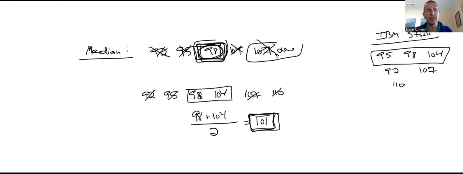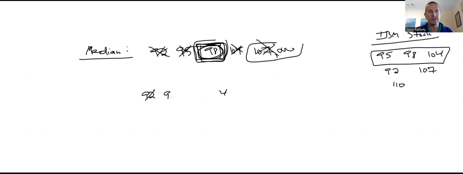Median's pretty simple, right? It's the middle number. You just rank your data in ascending order, lowest value to highest value. If you have an odd number of observations, it's the middle number. If you have an even number of observations, you simply have to take the average of the middle two. You just take the mean of your two middle observations, and that gives you your median. So that's the median. Fairly simple.